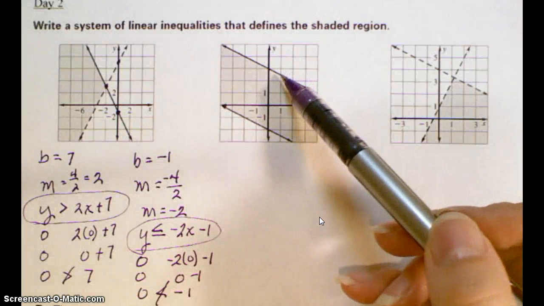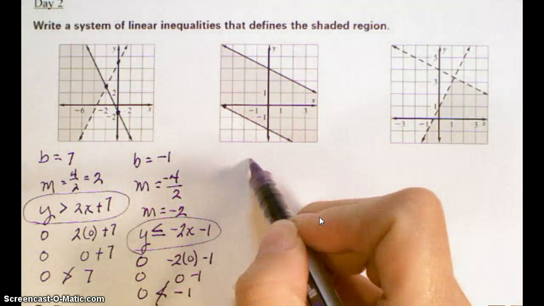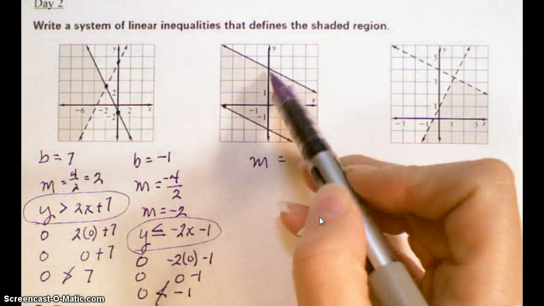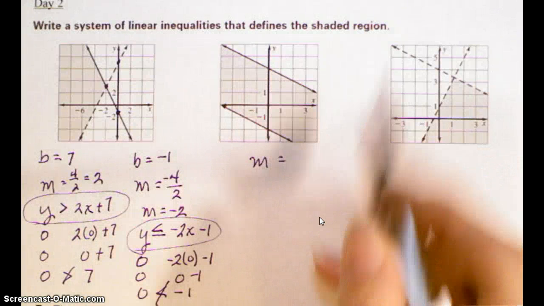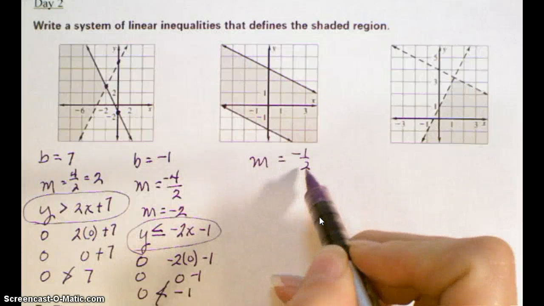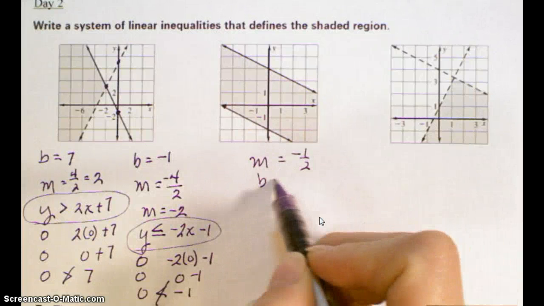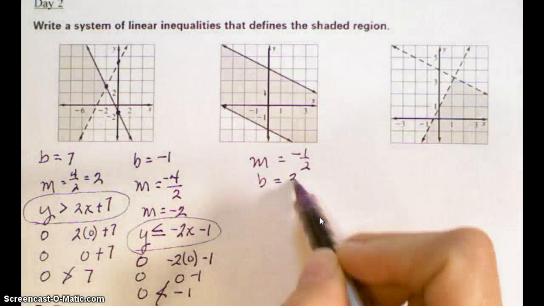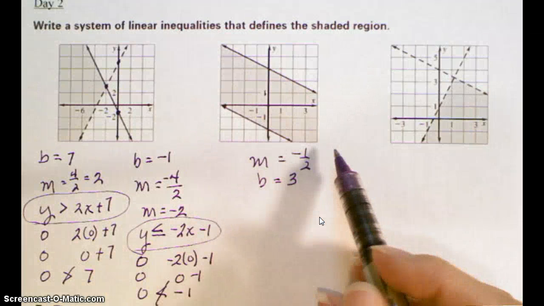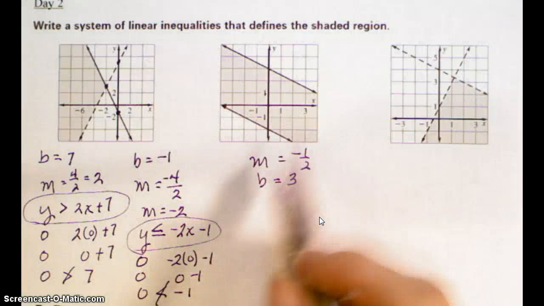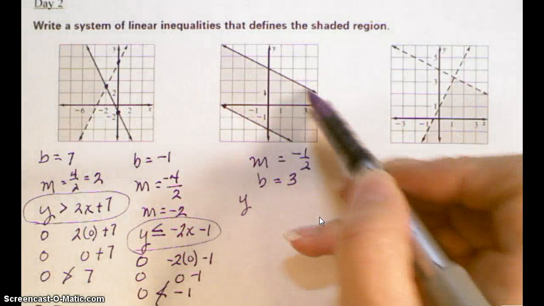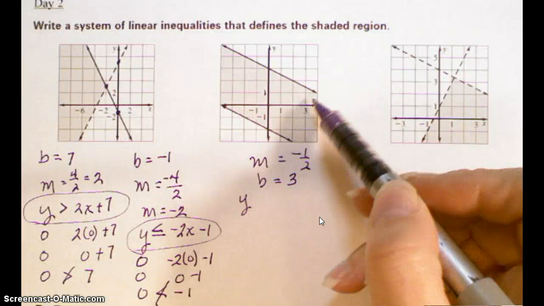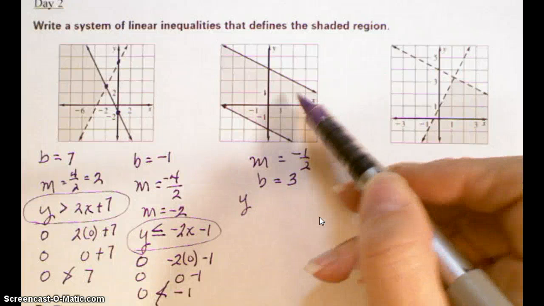Let's look at this top line. My slope for my top line is down 1, right 2. So that's negative 1/2. And the y-intercept is 3. And I notice that my axis here is labeled by 1s. Okay, so y, and if I'm looking at this line, this side of the line is shaded. That means the 0, 0 is shaded.